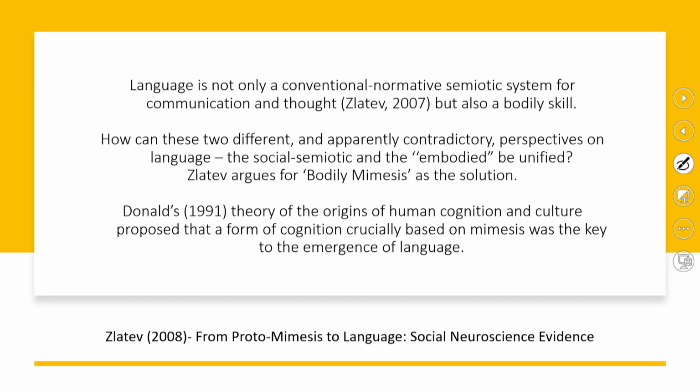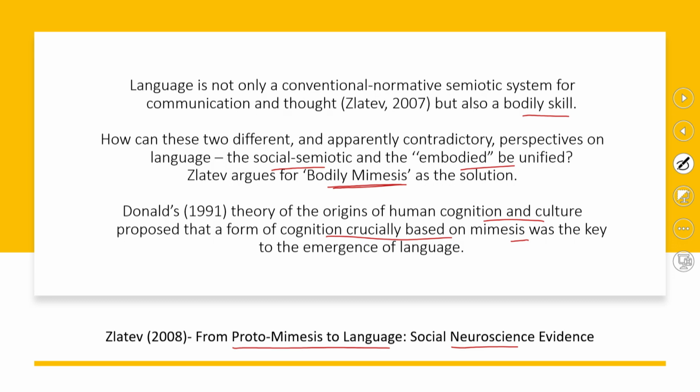This is one domain. There is another domain, for example, the idea of proto-mimesis to language, that has been proposed in the domain of social neuroscience. Language is not only a conventional normative semiotic system of communication, but it is also a bodily skill. Now, how can these two apparently contradictory perspectives on language, the social semantic and the embodied, be unified? This coming together of the two ideas has been put forward by Zlatev, and the term he coins is bodily mimesis as the solution. Donald's theory of the origin of human cognition and culture proposed that a form of cognition crucially based on mimesis was the key to the emergence of language.